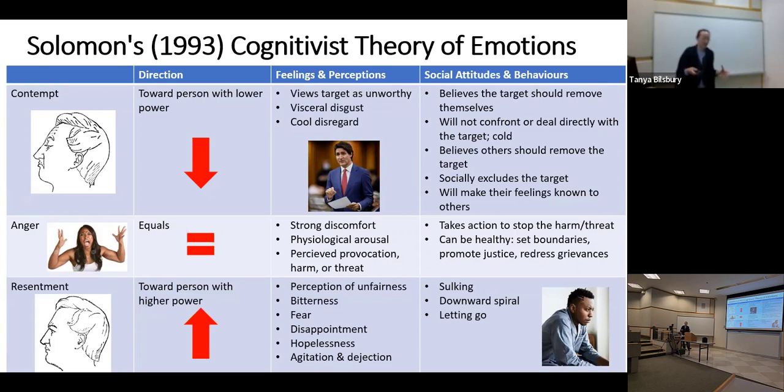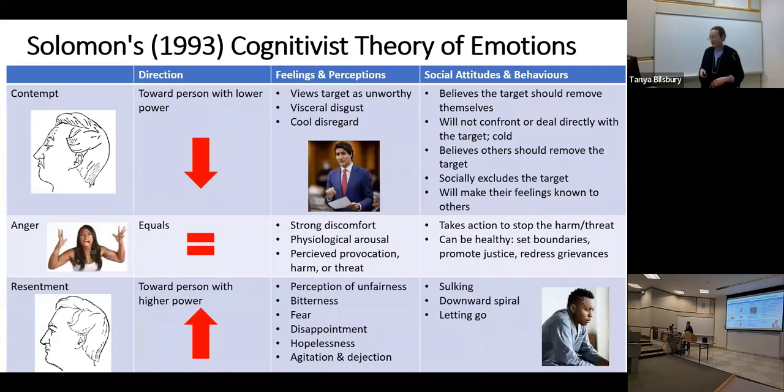And these feelings are associated with different attitudes. The person who feels contempt believes that the target should remove themselves, like be gone. They don't want to confront or deal directly with the target. They'd rather have someone else do it. They might talk to someone else about their feelings and have that other person go and manage you. And so you get social bullying in that kind of situation, because they don't want to deal with you directly. They can act in ways that are socially exclusive, so they exclude the target. They'd rather have someone else get rid of that person, like have the maid get rid of the spider.